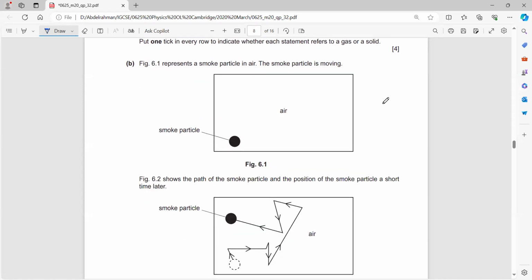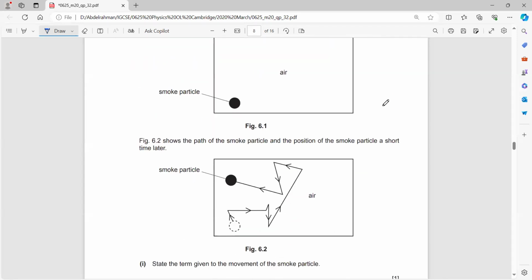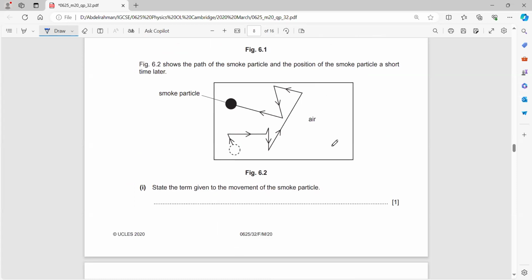Okay. A smoke particle moved in this way. What's the name of this movement? Brownian motion. Yeah, Brownian motion. Quite easy.